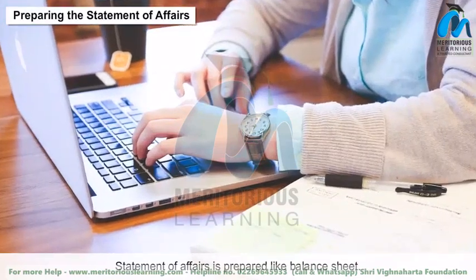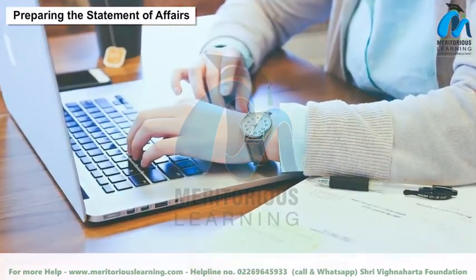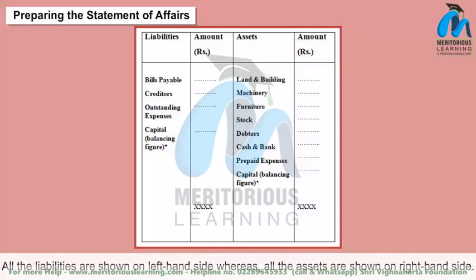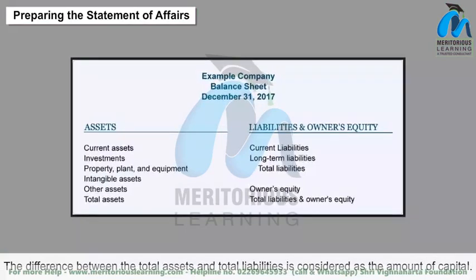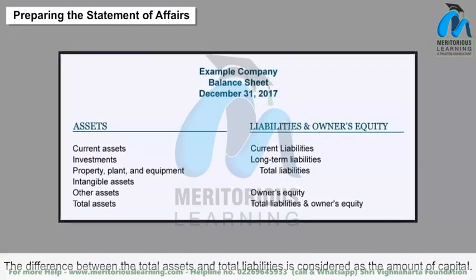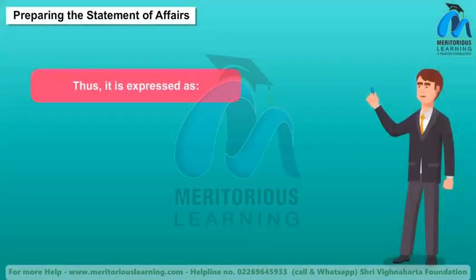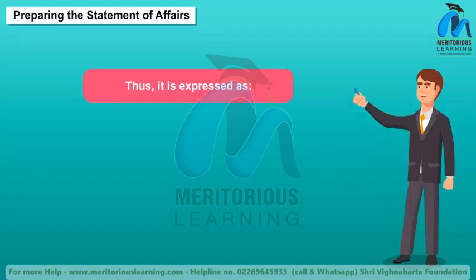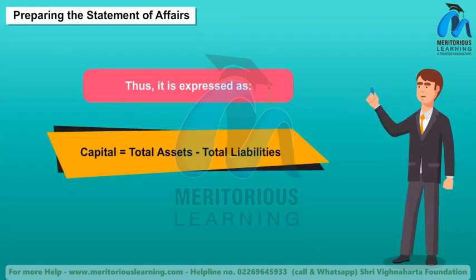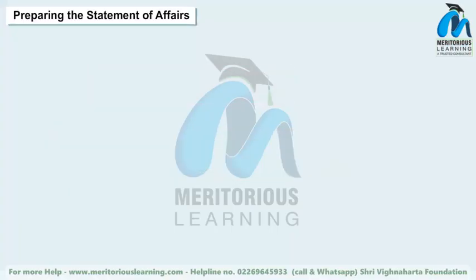Preparing the statement of affairs. Statement of affairs is prepared like a balance sheet. All the liabilities are shown on the left-hand side, whereas all the assets are shown on the right-hand side. The difference between the total assets and total liabilities is considered as the amount of capital. Thus, it is expressed as capital is equal to total assets minus total liabilities.